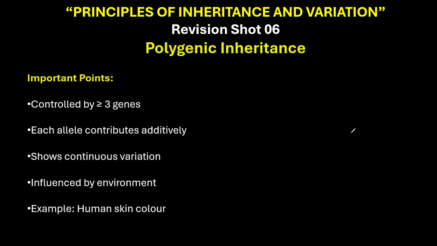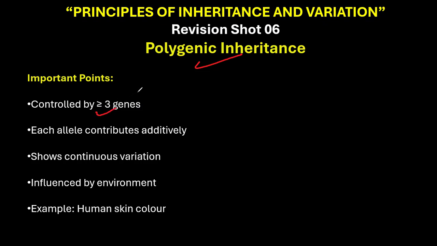For example, human height is not just tall or short. We see many intermediate heights. Such traits are called polygenic traits, because they are controlled by three or more genes. Three or more genes, not less than three.